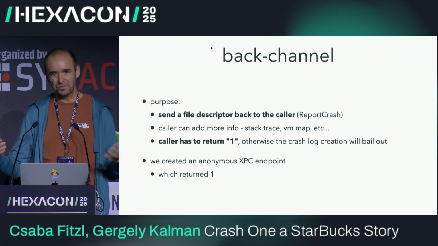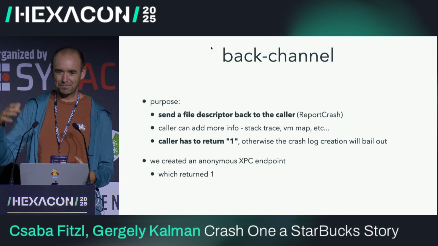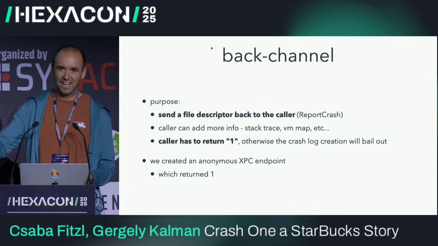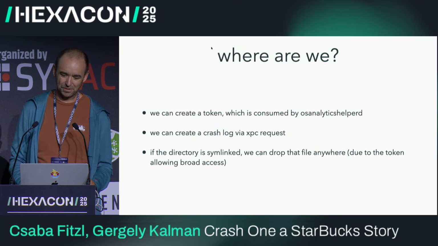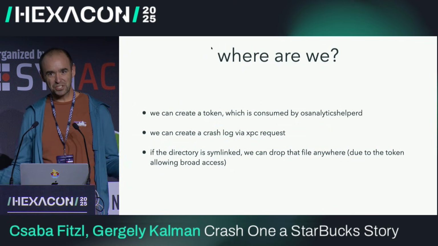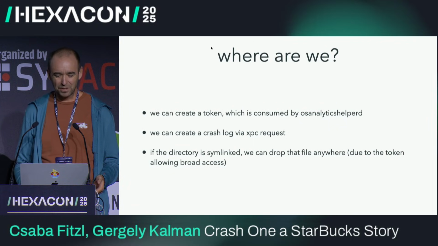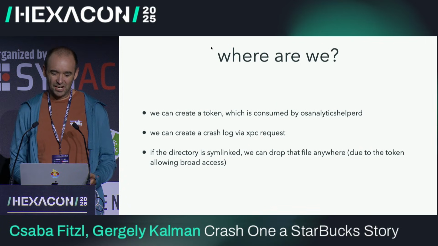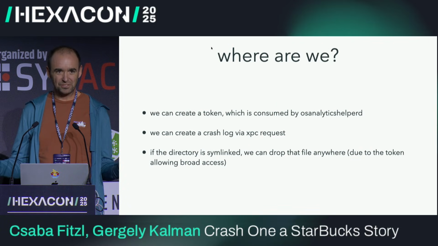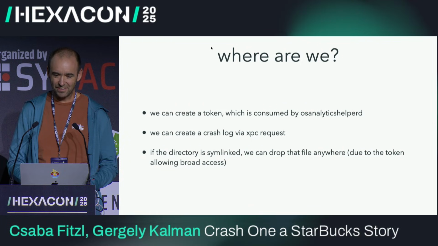So what we had to do on our caller side was implement the same logic. We set up an anonymous XPC listener. We had to handle the callback and eventually return 1 to the OSAnalyticsHelper daemon. We managed to do all of that, which is great, but we are still kind of nowhere. But at least we can create a token, send it to OSAnalyticsHelperD, and basically create a brand new crash log with an XPC request.